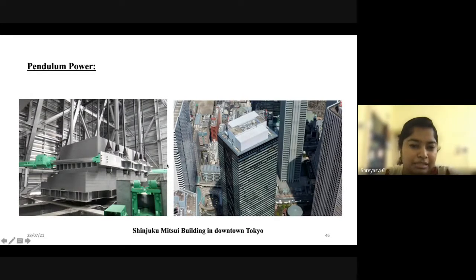So these dampers are usually placed at the top of the building, and this is nothing but the mass which is being suspended by steel cables. As you can see, high tensile steel cables are used. This is very expensive, and this type of technology is used only in places which are constantly prone to earthquakes. That is the only case when this is actually used.